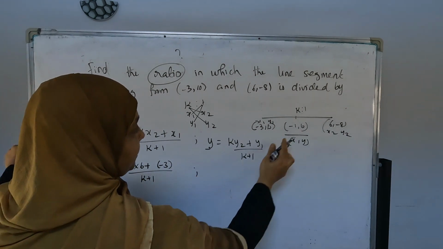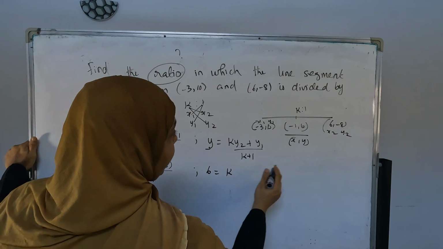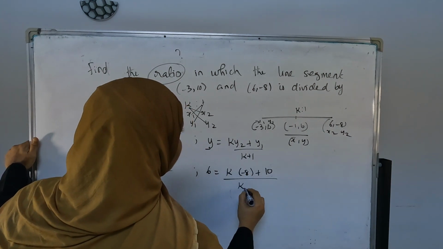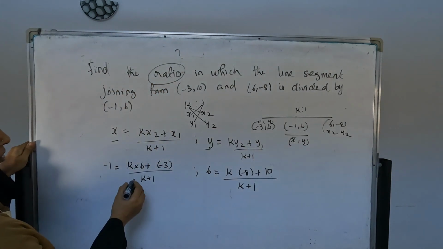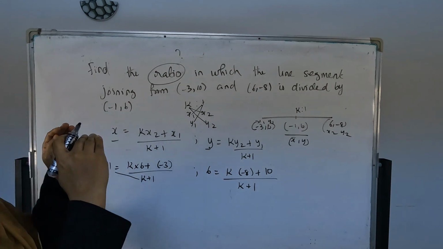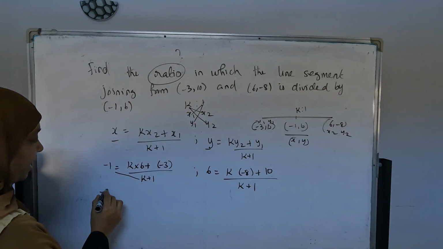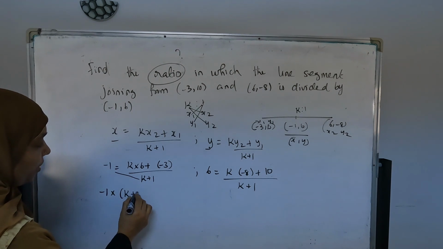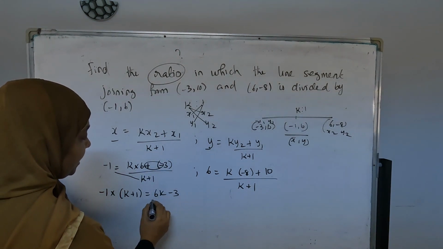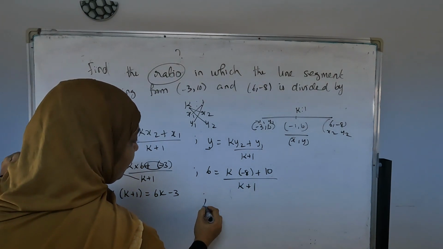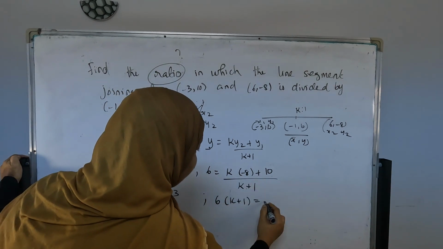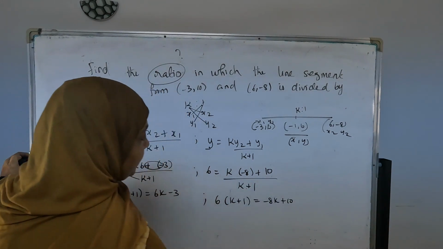Here y1 is 6, y2 is -8, and the expression is 10 by k plus 1. Now bring this denominator to this side. Two terms are there, so you have to write in brackets. So -1 into (k plus 1) is equal to 6k minus 3. Similarly, on this side also, this k plus 1 will come: 6k plus 1 is equal to -8k plus 10.